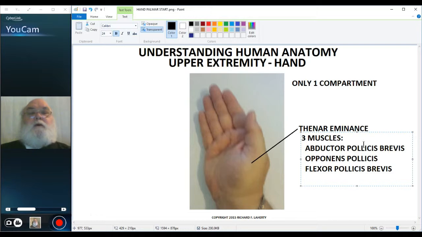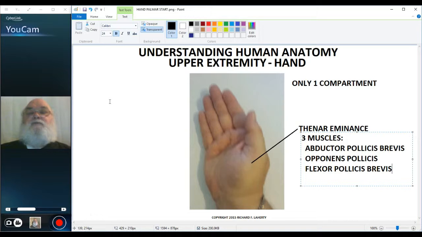So these three muscles make up the muscles of the thenar eminence. And I want you to bear that in mind, because when we talk about the innervation of the upper extremity, the muscles of the thenar eminence will be one of our exceptions to the rules for motor innervation to the muscles of the hand.